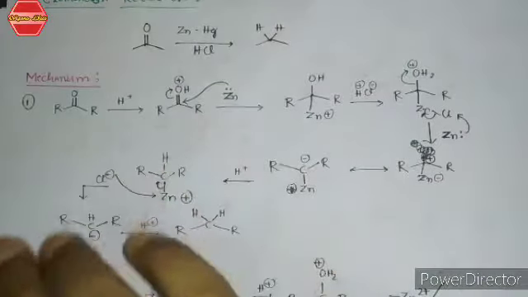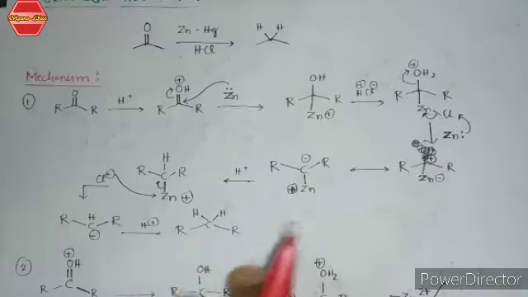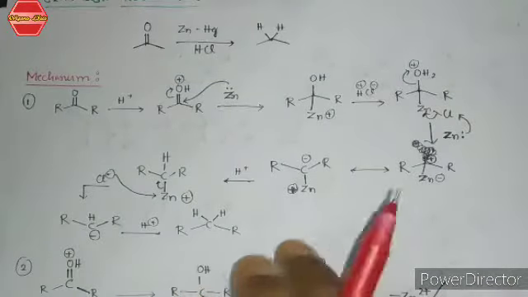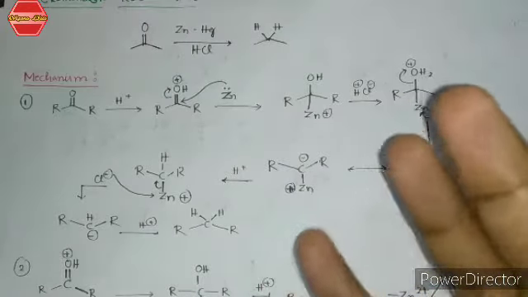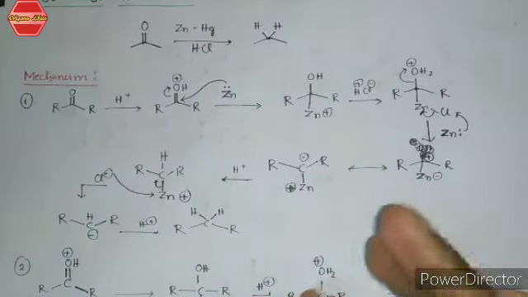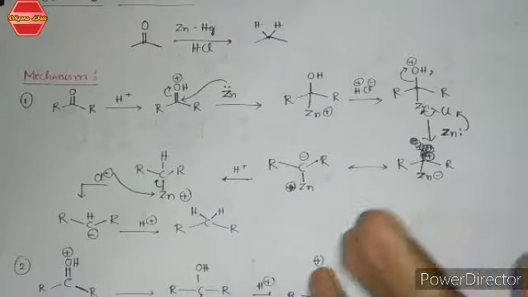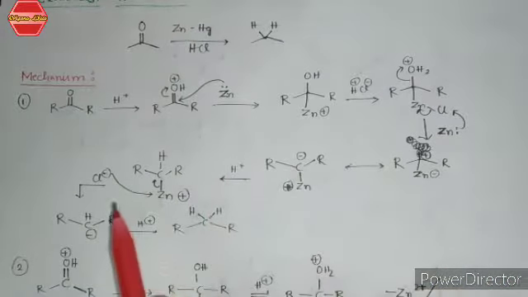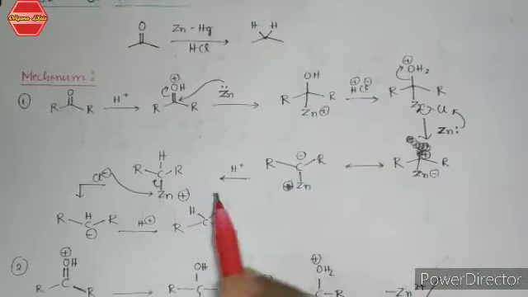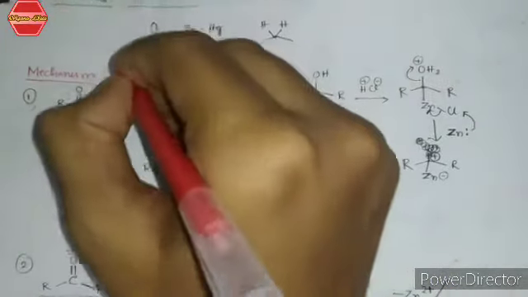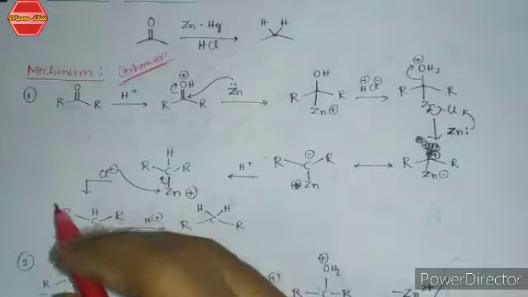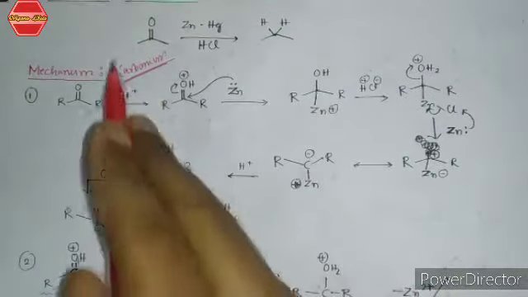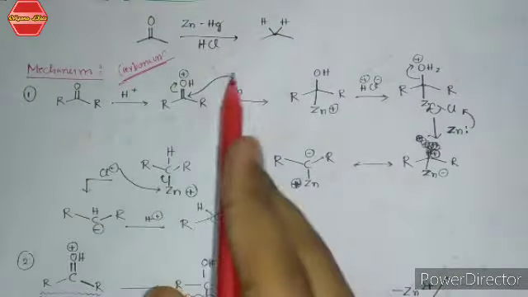Now see, there are probably two types of mechanism proposed for this Clemmensen reduction. One is carbanion based, and another is carbenoid based. At first we will discuss the carbanion based Clemmensen reduction. Okay, so this is our carbanion based Clemmensen reduction. Now see how the mechanism proceeds.